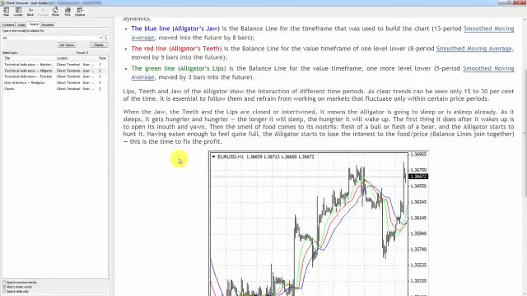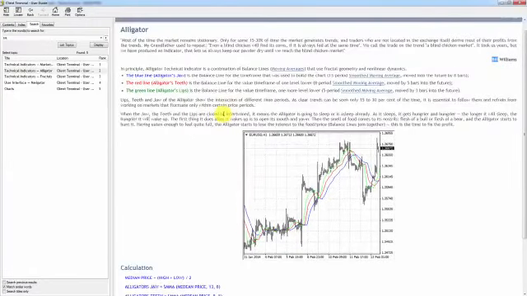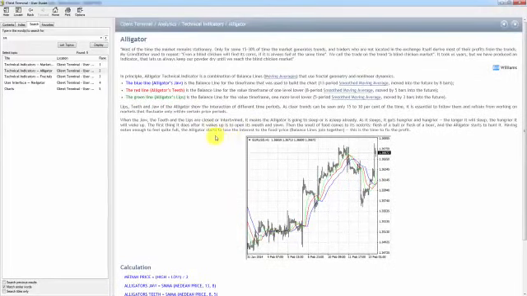Having eaten enough to feel quite full, the alligator starts to lose interest in the food. Price balances, lines join together. This is a time to fix a profit. So, an interesting story, like a little fairy tale about the alligator, and it makes a bit more sense why the lines are called jaws, teeth, and lips.